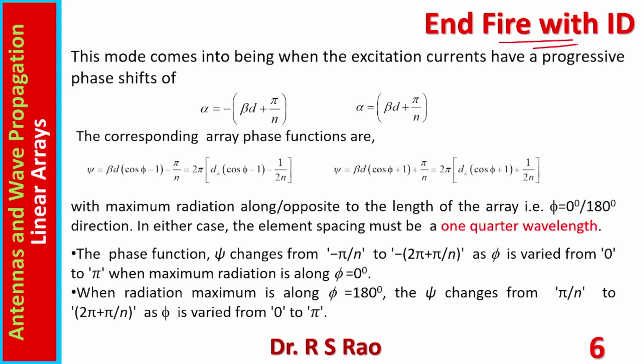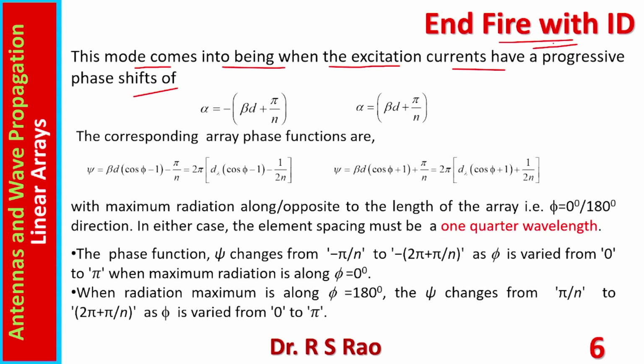End fire with increased directivity. This mode comes into being when excitation currents have a progressive phase shift of minus beta d plus pi by n, or beta d plus pi by n. One or two points before going further. What is the difference between end fire and end fire with increased directivity? End fire with increased directivity gives more directivity than ordinary end fire.